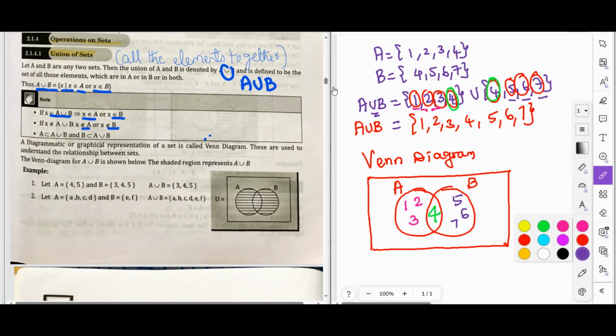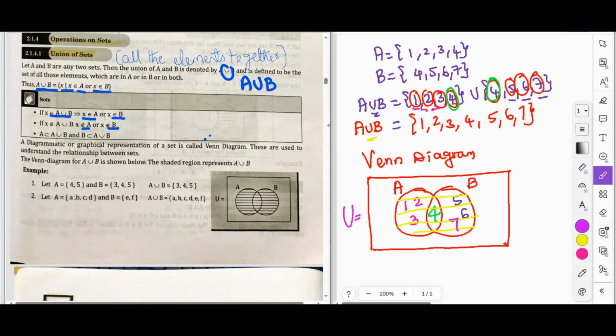Now, to represent the union of sets, we will draw lines, that is, shade, the whole answer. If you shade the whole area, it is the union of sets. Okay, so this is called union and this is called a Venn diagram. This is the universal set U, and this is the Venn diagram for the union of sets.